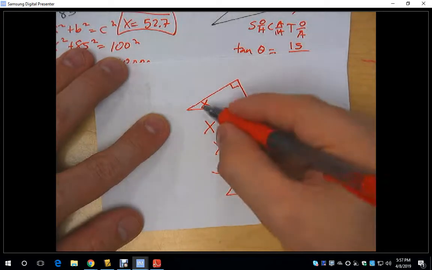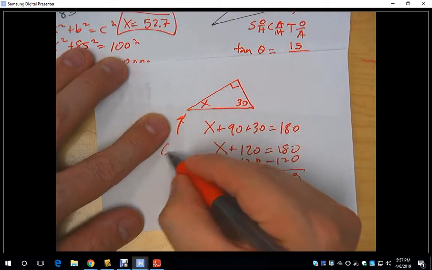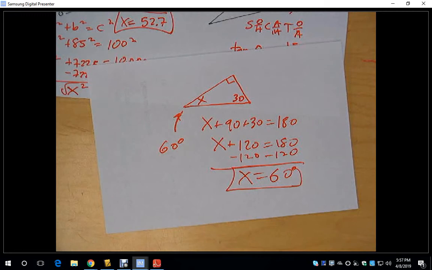So in this case, this x right here is 60 degrees. So I hope this was helpful, and have a wonderful day.